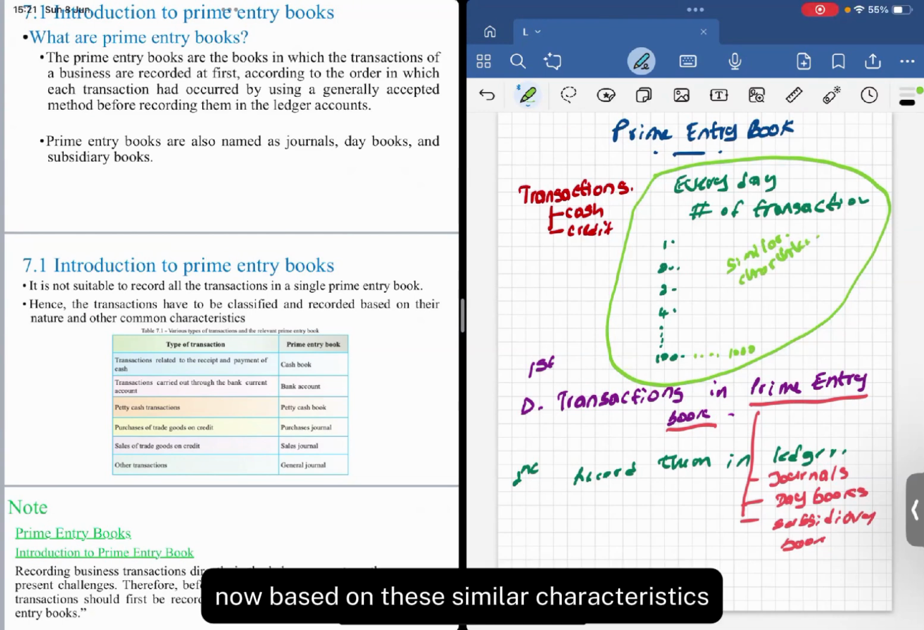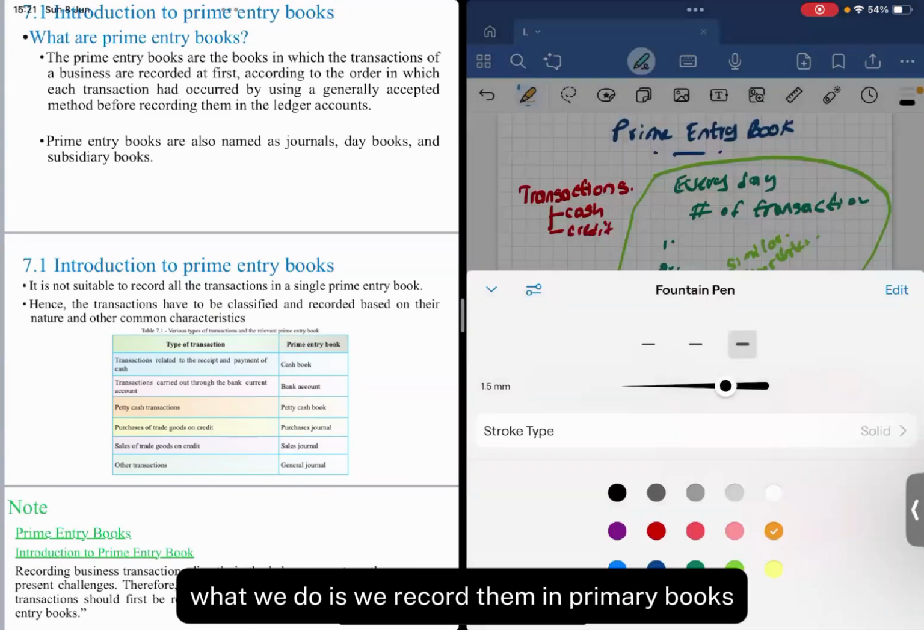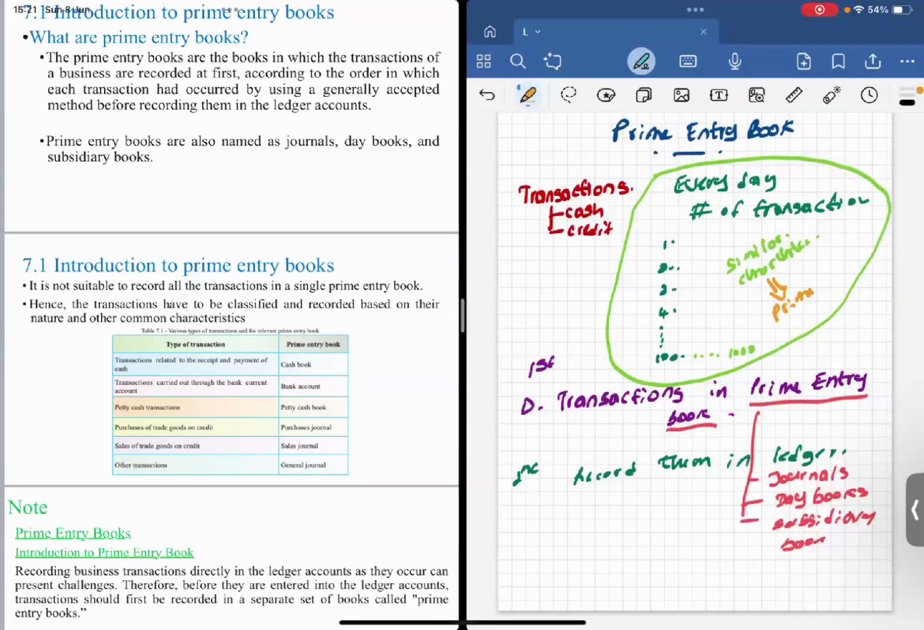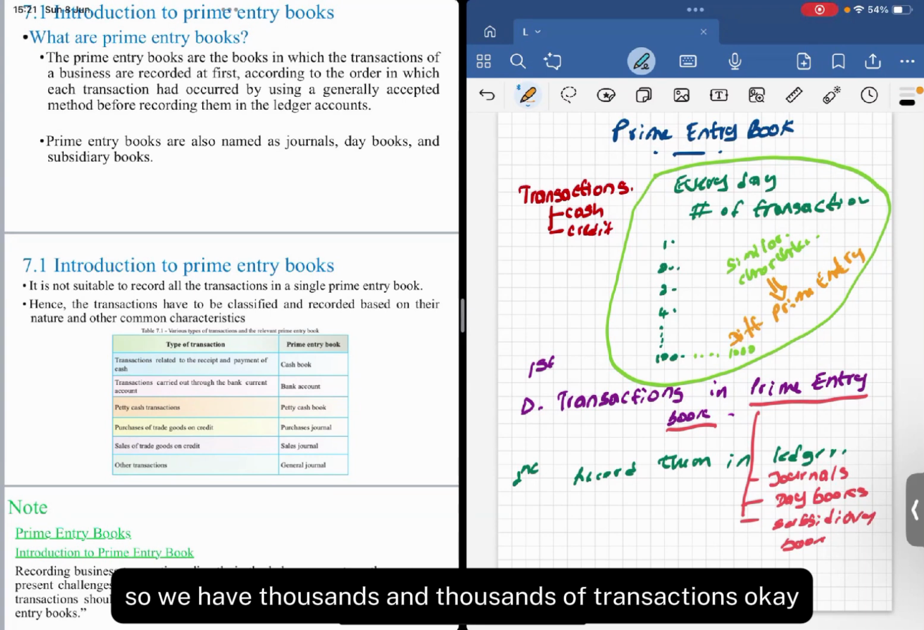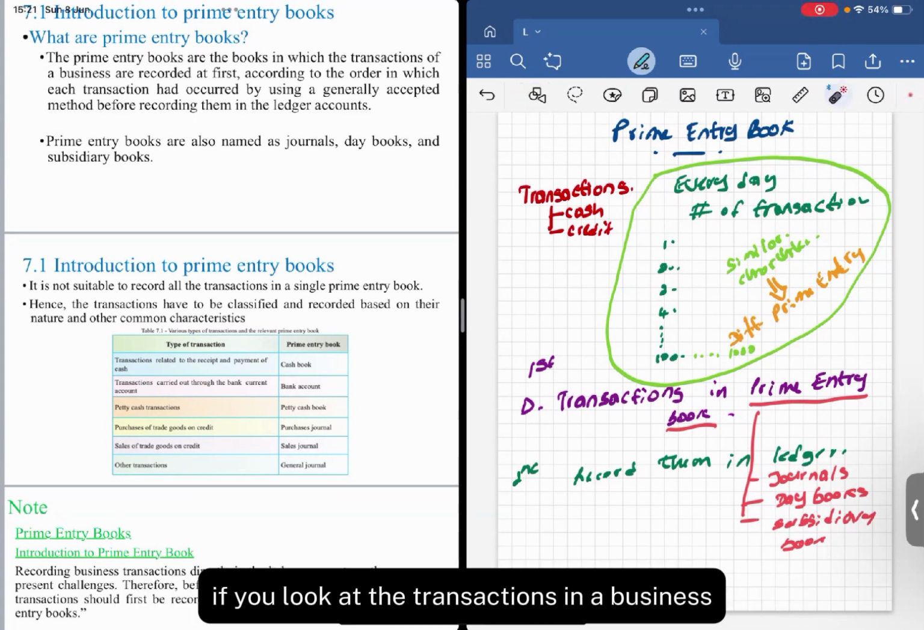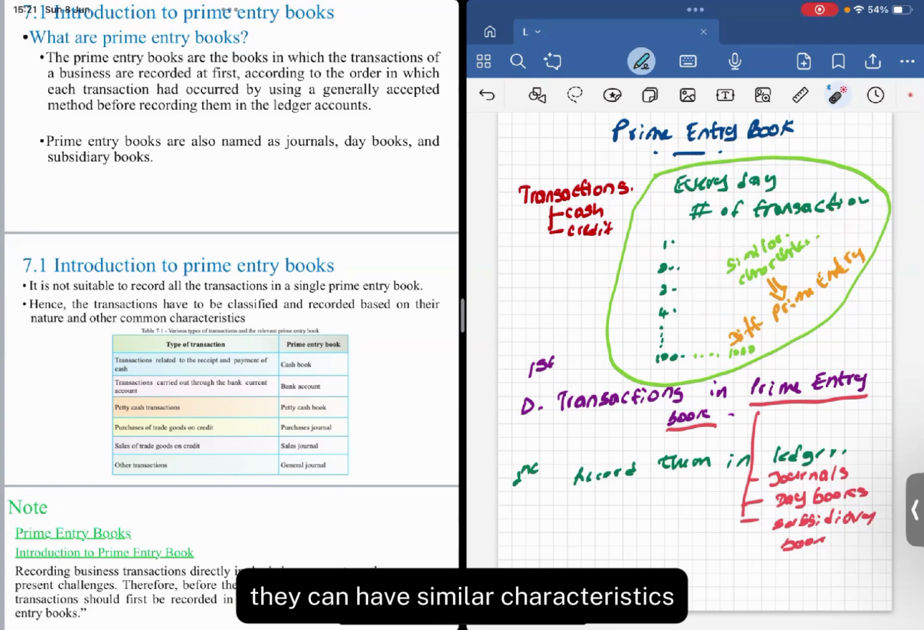Based on these similar characteristics, what we do is we record them in different prime entry books. If you look at the everyday transactions of a business, it could go from hundreds to thousands. These hundreds to thousands of transactions can have similar characteristics. So based on these similar characteristics, we record them in different prime entry books. So we have a few types of prime entry books, and in them we are recording them.